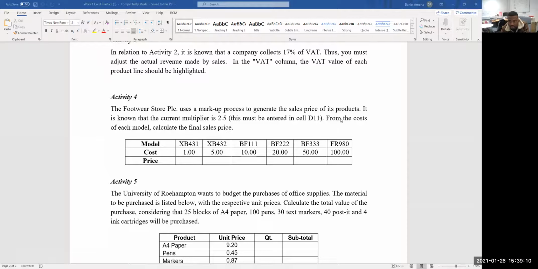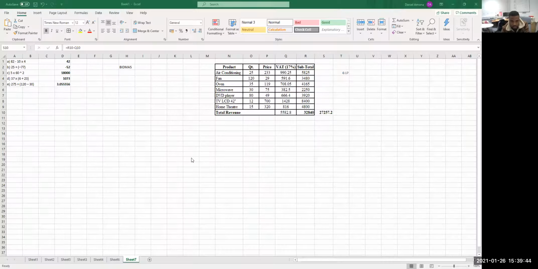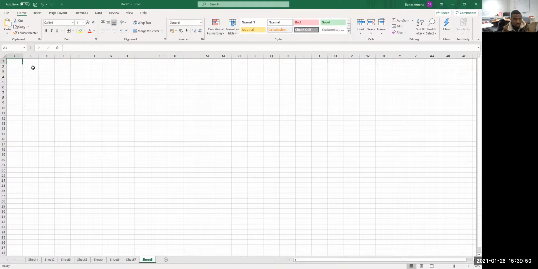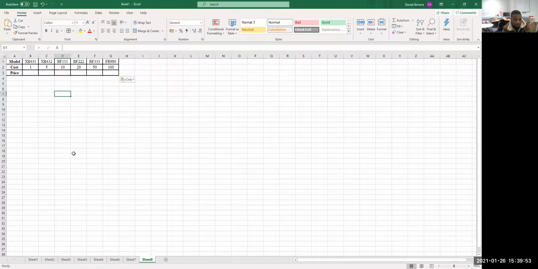And so from the cost of each model, calculate the final selling price, okay, for each of this product. We know the cost, we want to know the selling price, okay. And this must be done in cell D11, okay. Let's see how that works. We stop sharing and then try to go to our Excel. We see that we'll open a new page. Okay, let's put that on there.